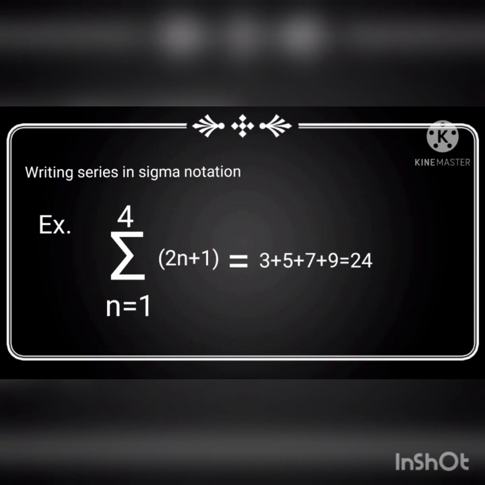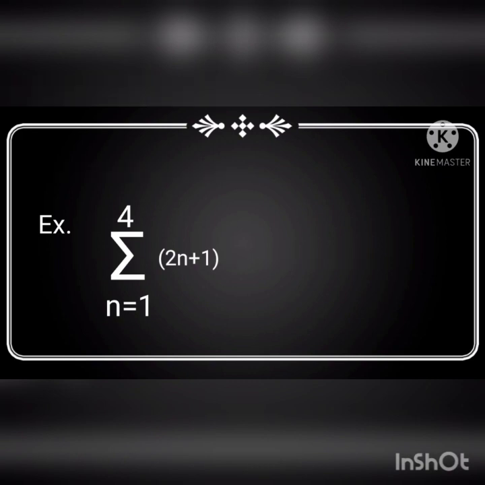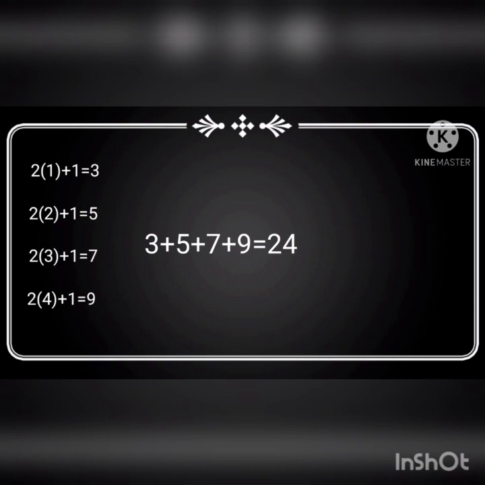Since the value of n is 1, we need to substitute. 2(1) plus 1 equals 3, 2(2) plus 1 equals 5, 2(3) plus 1 equals 7, 2(4) plus 1 equals 9. So add it. The answer is 24.